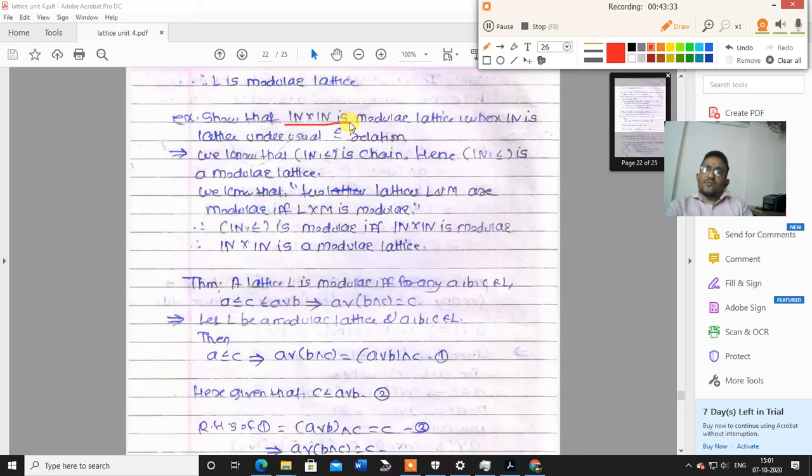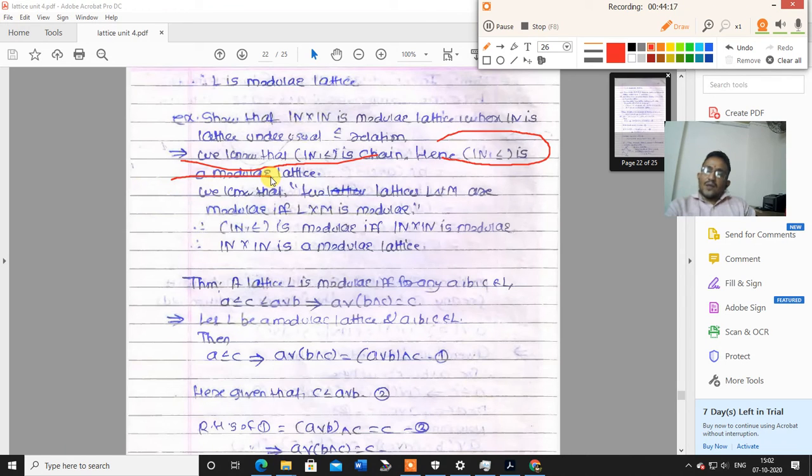Show that N cross N is a modular lattice, where N is the set of natural numbers, a lattice under the usual relation less than or equal to. Okay, what is N? This is nothing but the set of natural numbers. We know that the set of natural numbers with the usual relation less than or equal to is a chain, and we know that every chain is a modular lattice.